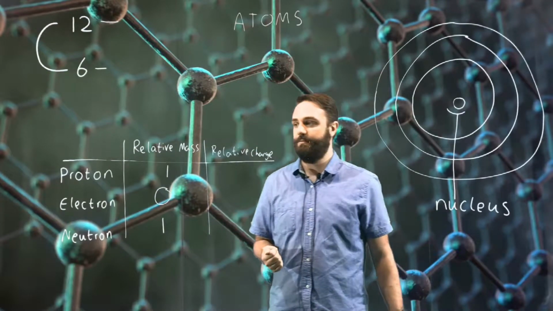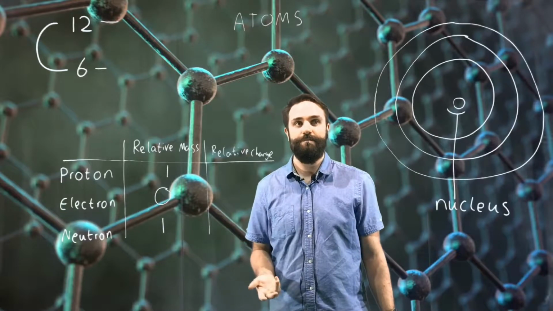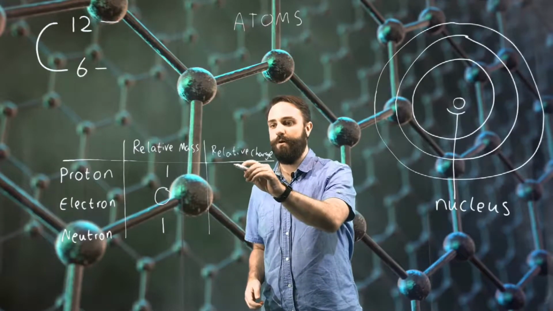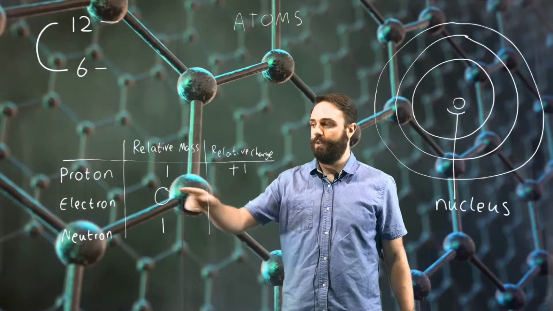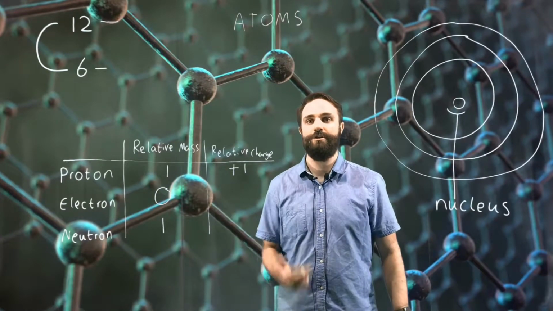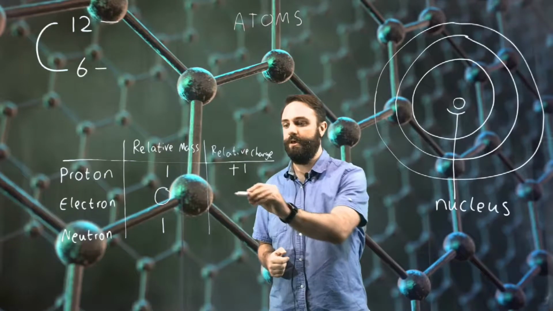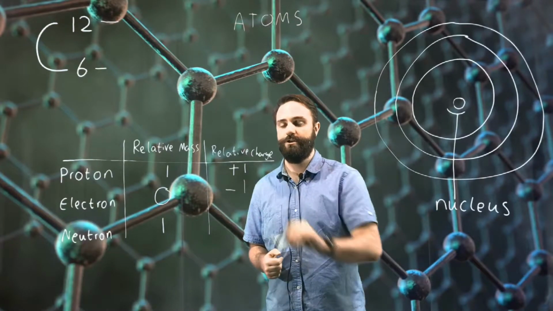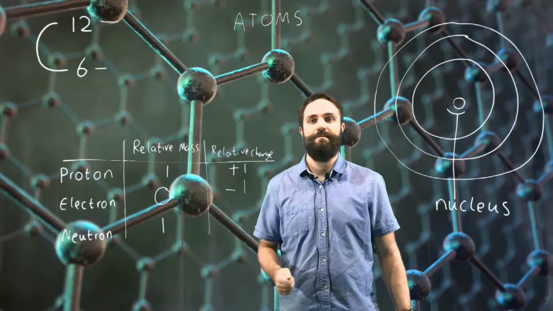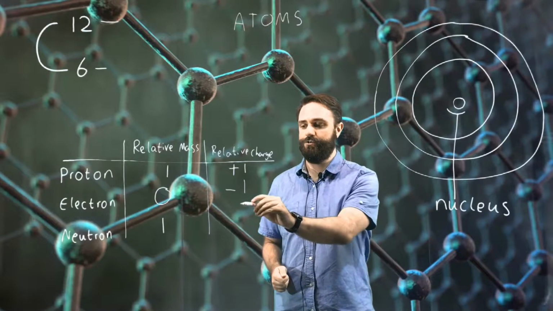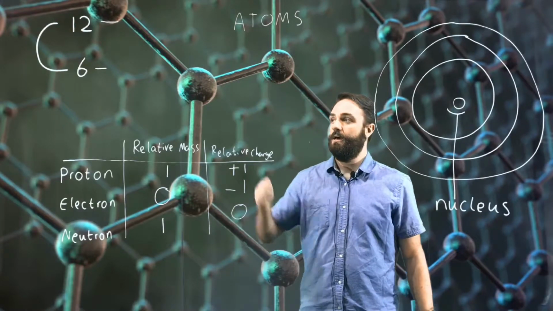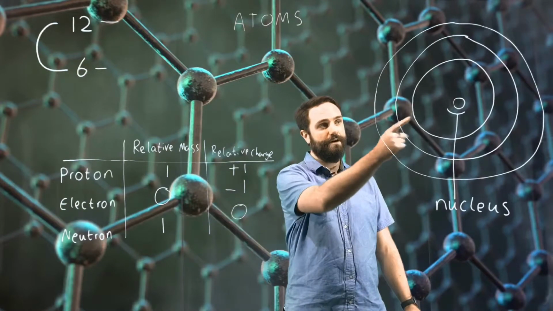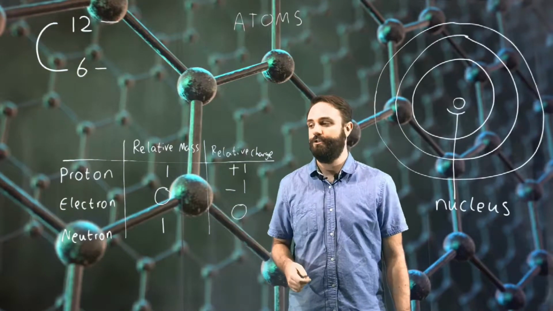What differentiates them again is the relative charge. Protons have a positive charge, +1. Electrons have the same charge as a proton, but opposite. So they have a -1 charge. And the clue is in the name for the neutron. They have a neutral charge of 0. So the proton and the neutron are found in the nucleus and are known as nucleons.